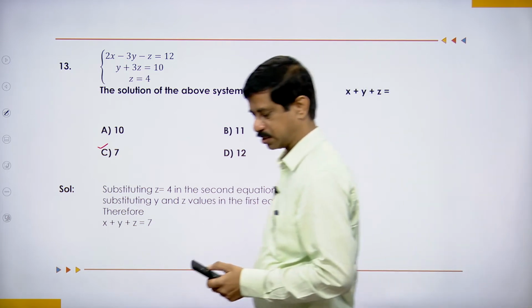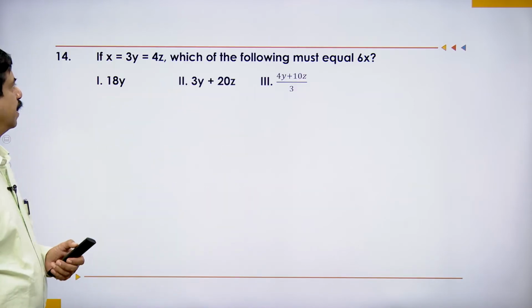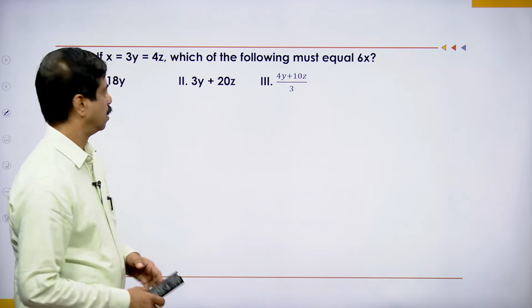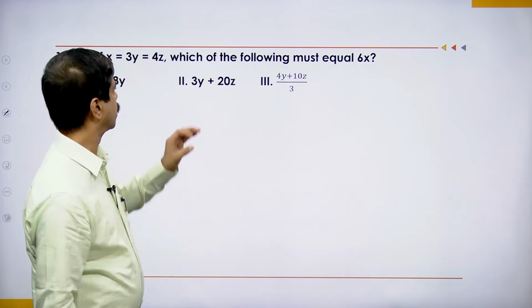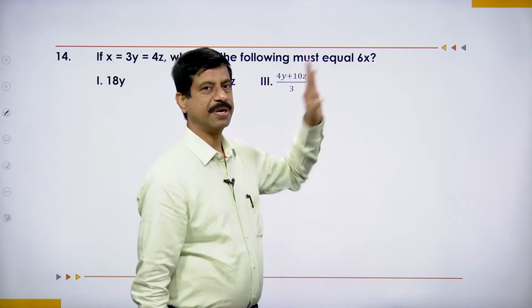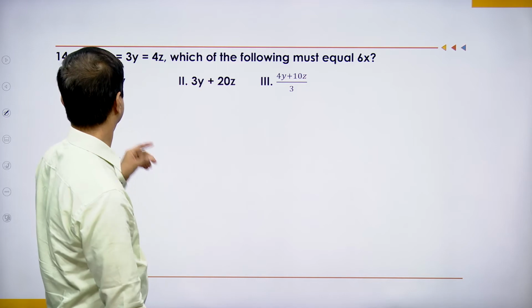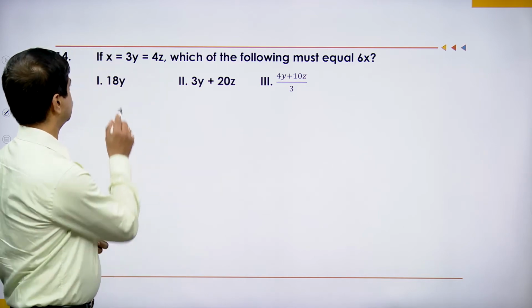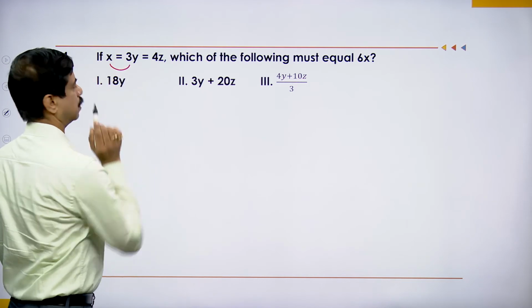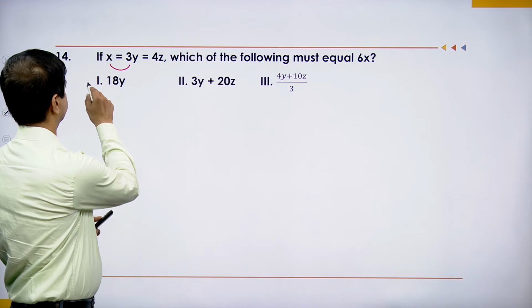Right, children, so let us go to the next problem. Look at this: x equal to 3y equal to 4z. Which of the following must be equal to 6x? 18y. If you equate these two, 3x will be equal to 18y. So option 1 is right.